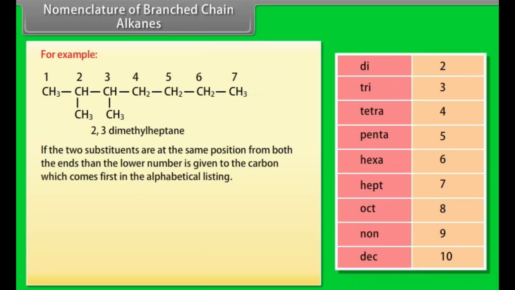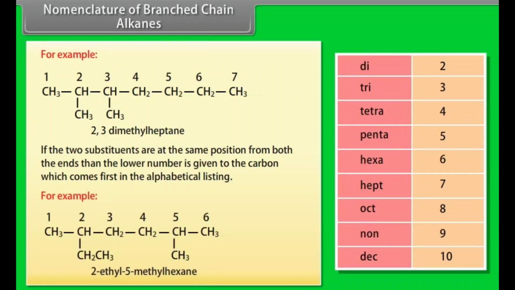If the two substituents are at the same position from both ends, then the lower number is given to the carbon which comes first in the alphabetical listing. For example, 2-ethyl 5-methyl hexane.